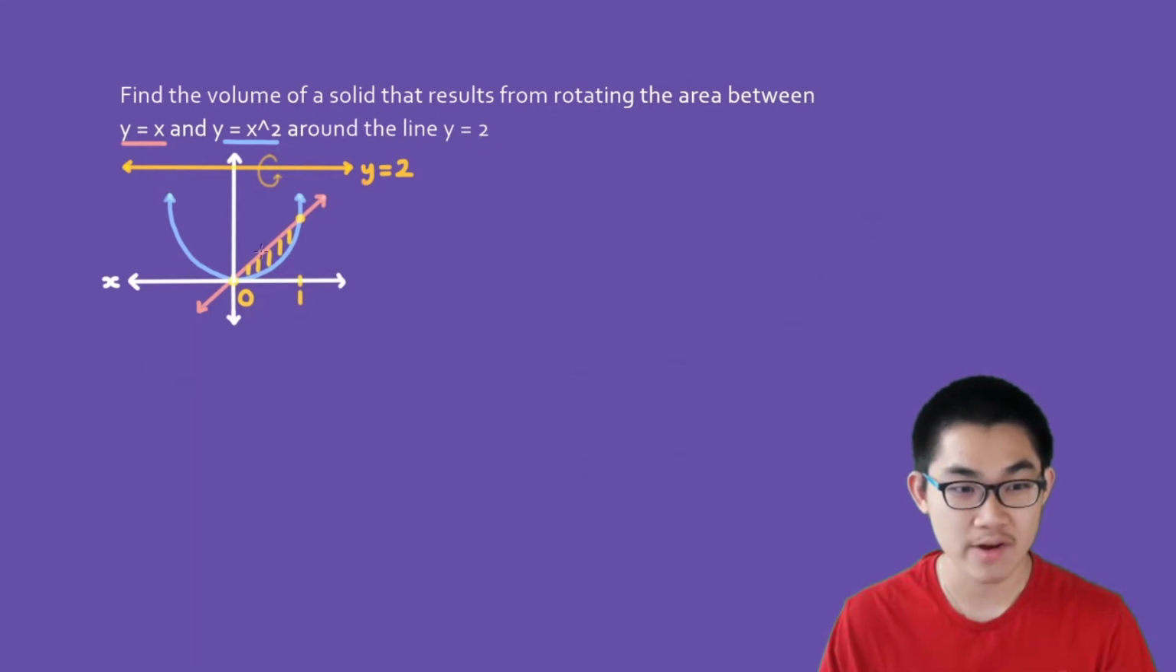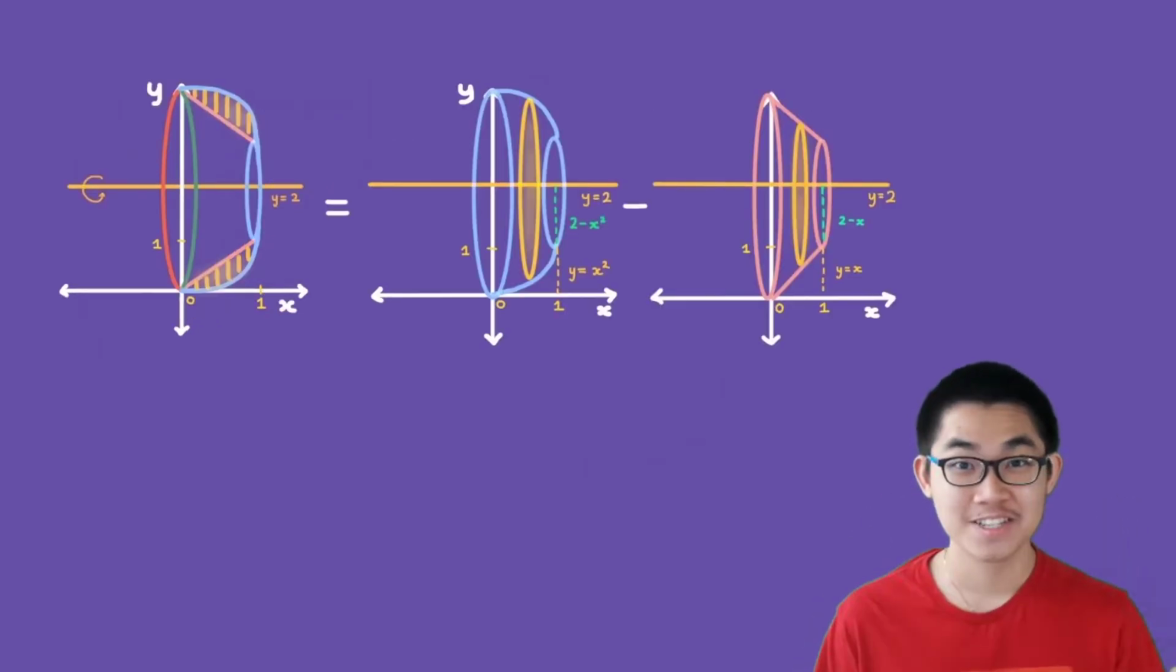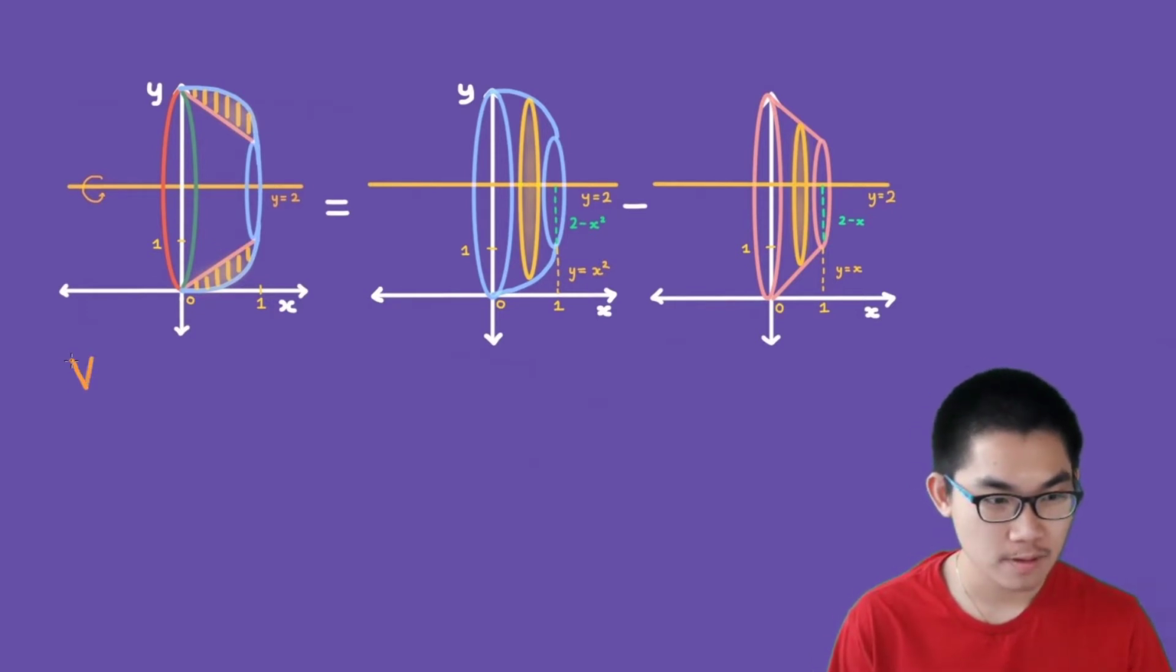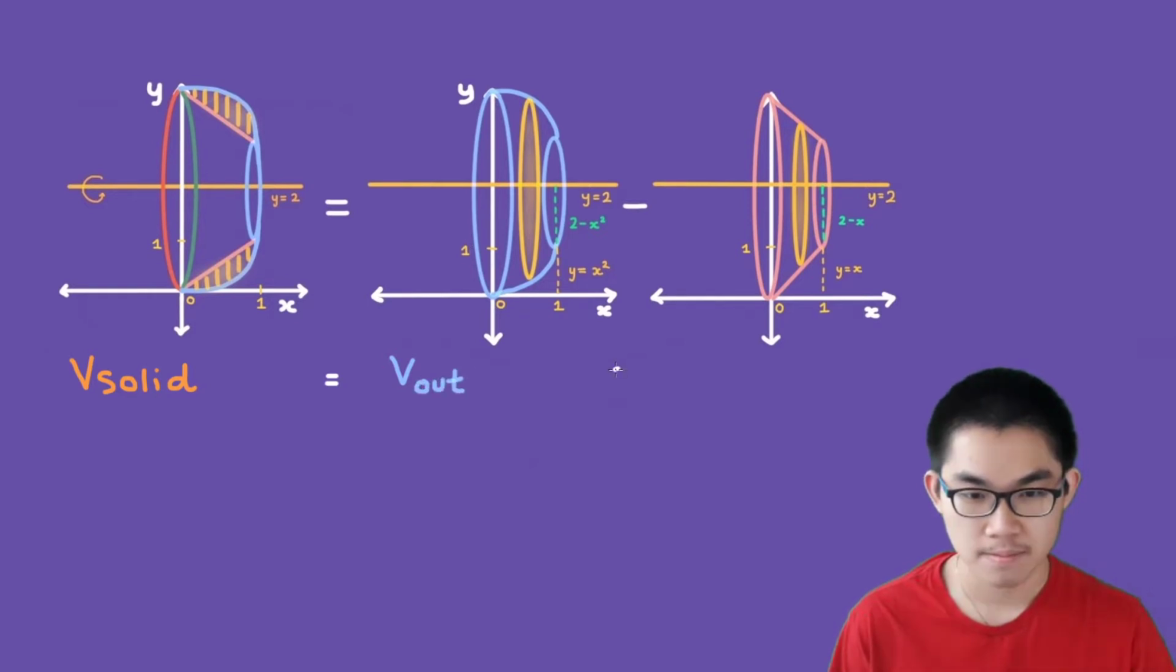So if you take the area between these two curves and you rotate it around that horizontal line, what kind of three-dimensional object are we gonna get? Well, we're gonna get something like this. So as you can see, our three-dimensional object is gonna look something like this, and we wanna find the volume of this three-dimensional solid. So the volume of this solid is the same as the volume of the outside function minus the volume of the inner function.